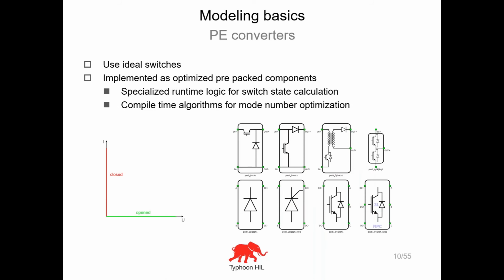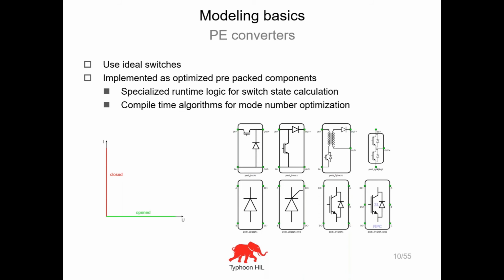Next up in our component categories are power electronics switching blocks. Our converter models are based on ideal switches, meaning that all switches modeled in a converter are 0 current when open and 0 voltage when closed. Power electronics converters are organized as highly optimized pre-packed blocks.